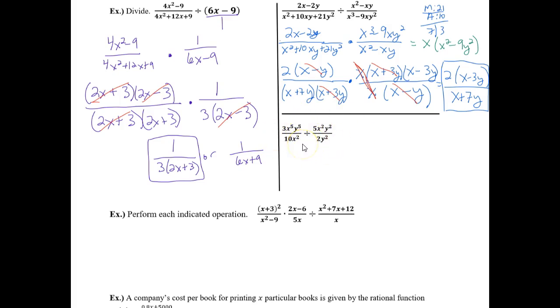Alright, down here. Now there's no pluses and minuses here. This is actually all factored already. So we just have to multiply by the reciprocal. 3x to the 5th, y to the 5th, divided by 10x squared times 2y squared divided by 5x squared y squared. Right? Multiply by the reciprocal. Copy the first one times flip the second one.